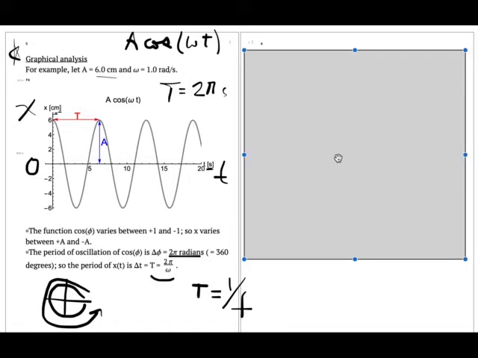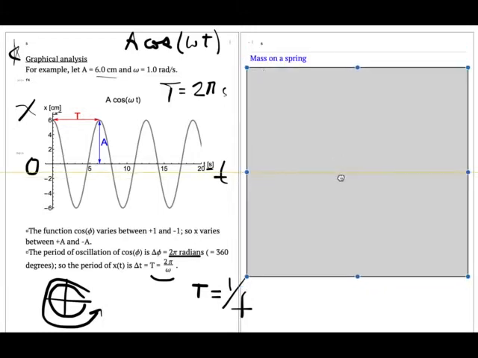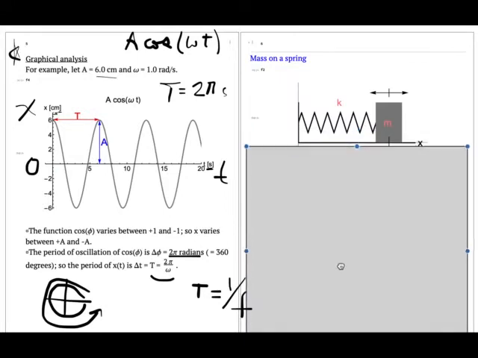Now let's go on to a physics problem. And the physics problem we'll consider is a mass on a spring. So we have a mass which oscillates back and forth, sliding without friction on a horizontal surface. And it's attached to a spring. The other end of the spring is attached to a wall, an immovable wall. This will oscillate back and forth around an equilibrium position.